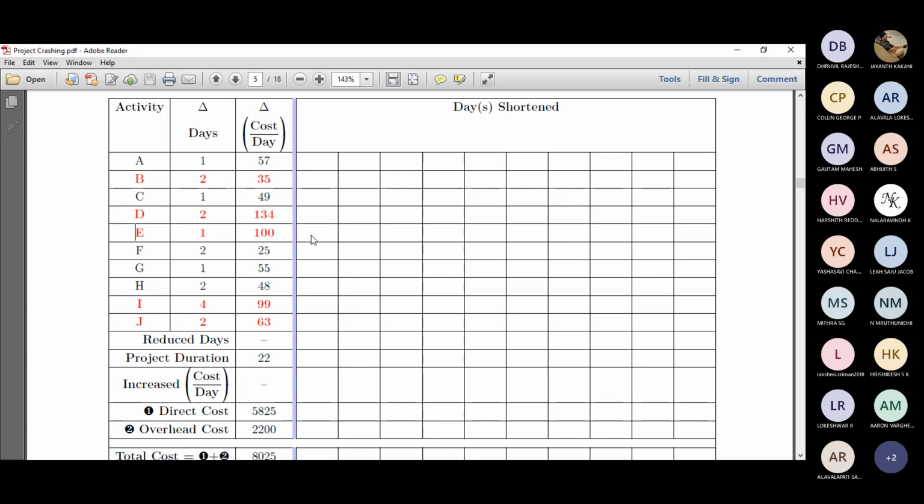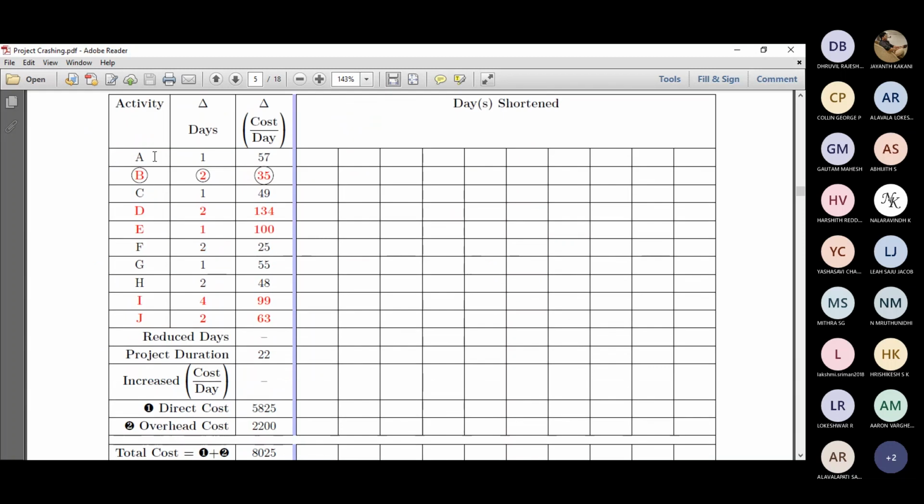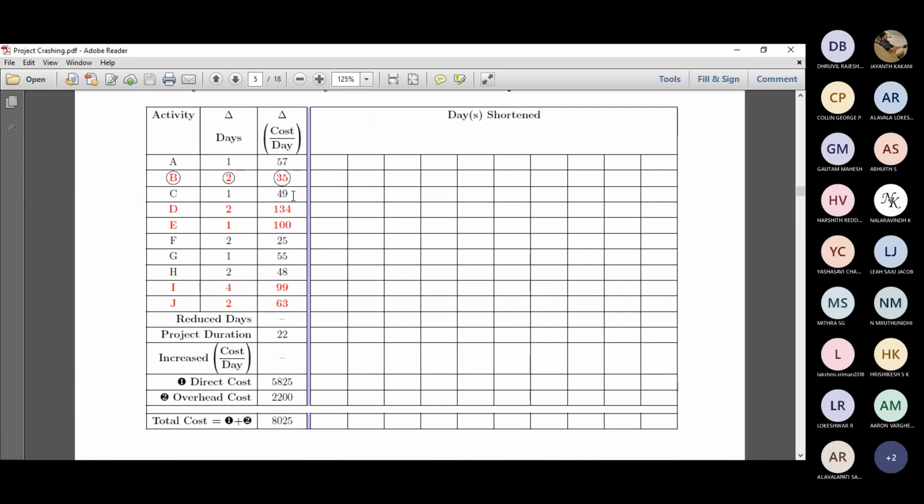First step is finding out the activity that has the least cost slope. So this is the table. I'll move it so I understand much better. Yeah, this is the table, and out of these critical activities B, D, E, I, and J, the least cost slope is 35, right? So 35 and 34.